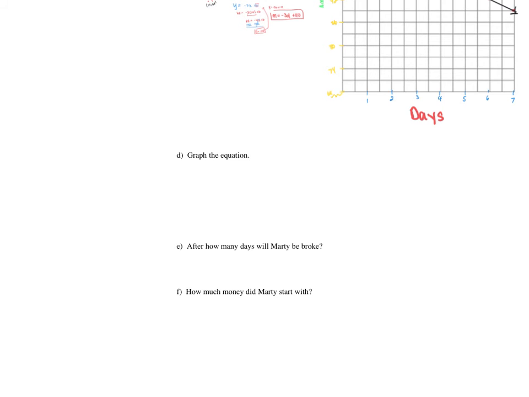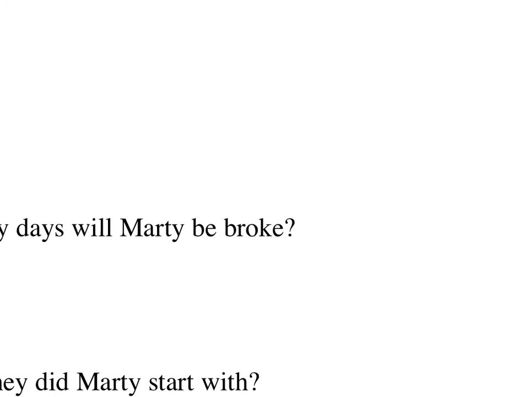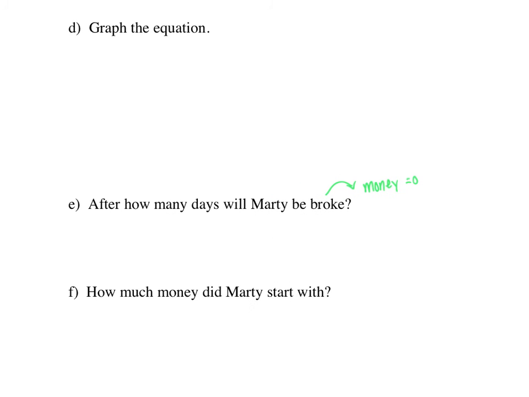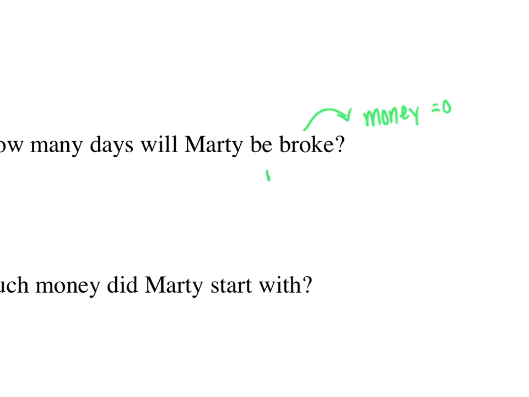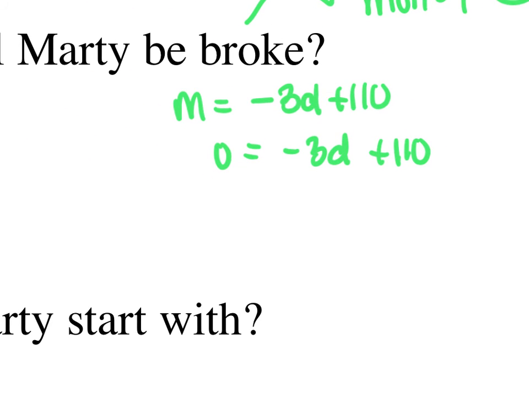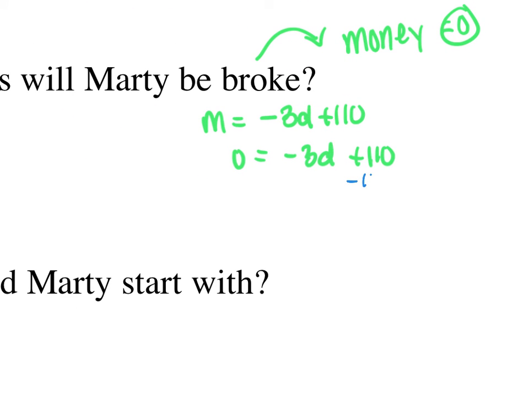Now we want to figure out when Marty's going to be broke. So when Marty's going to be broke, that's when he's going to have no money left. When I have no money left, I have $0 in my bank account. So if I look at my equation, we said our equation was m equals negative 3d plus 110. So what I'm going to do is put in a 0 for m. Now, to solve for d, I'm going to subtract 110 from both sides.